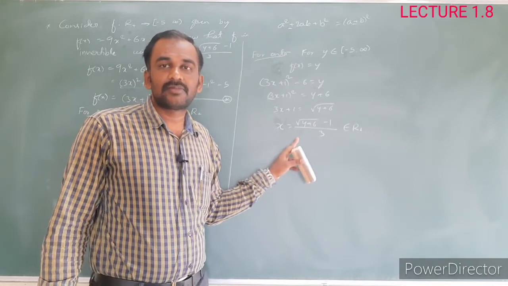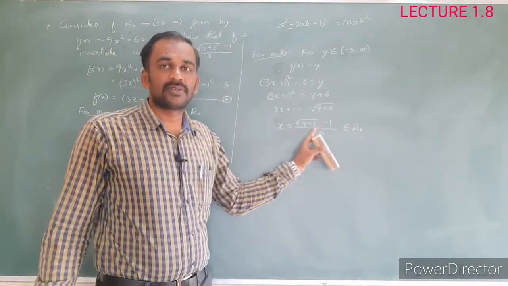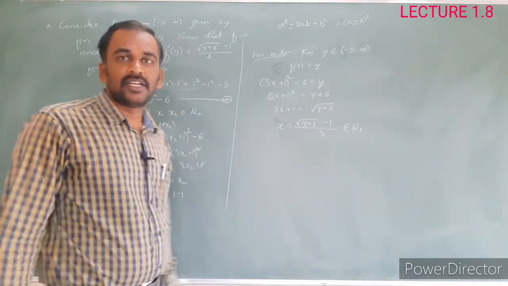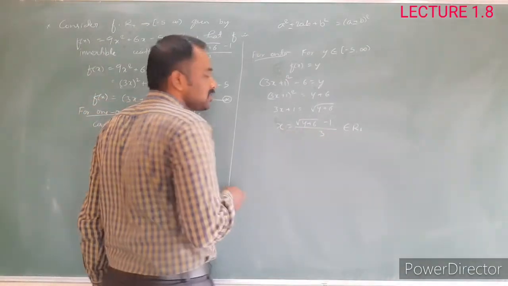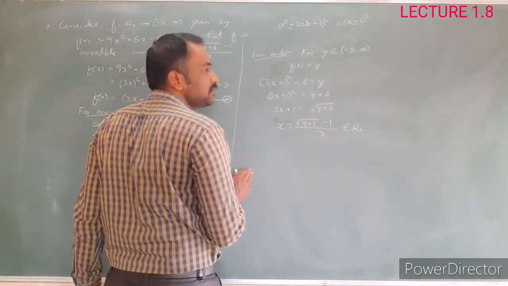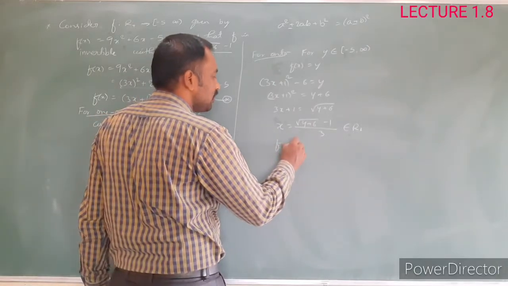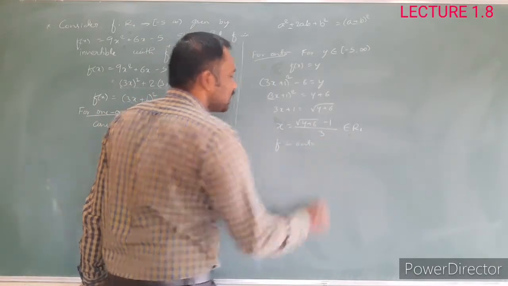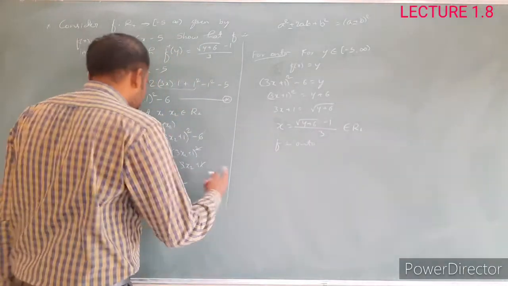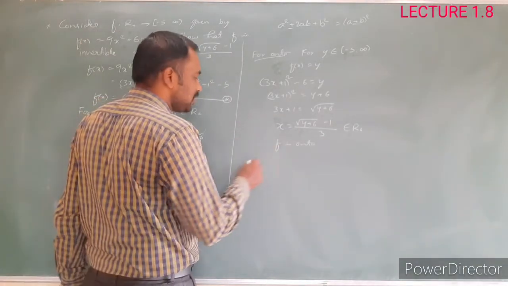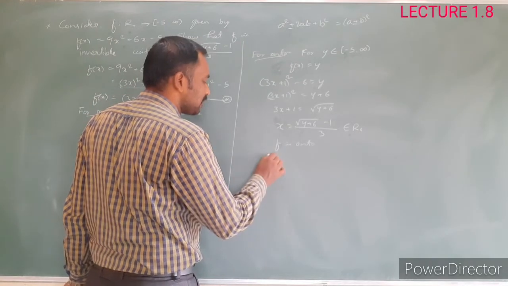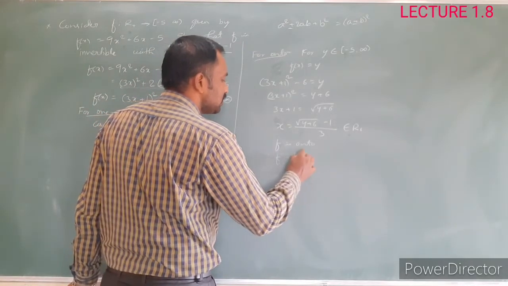If you take positive values, then that positive value minus 1 is again a positive real number. So x is present in the set of positive real numbers, the domain set of the given function. So it is sufficient to conclude that f is onto. We already showed that f is one-one and f is onto. Hence we can say that f is bijective.